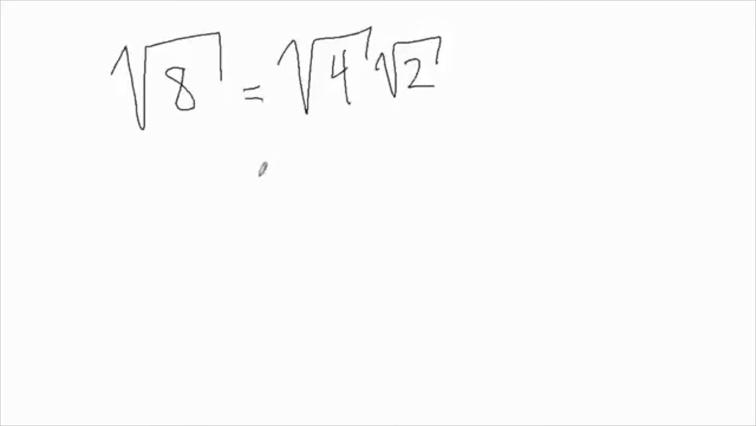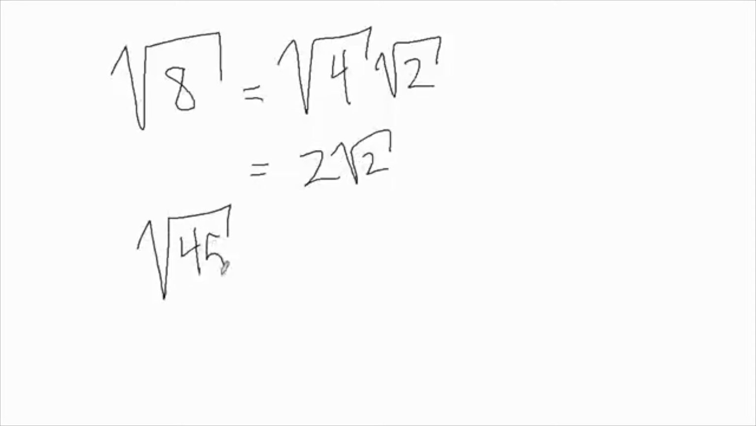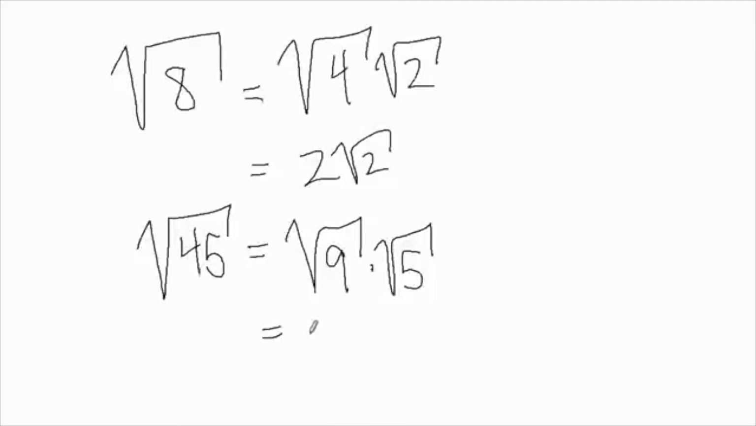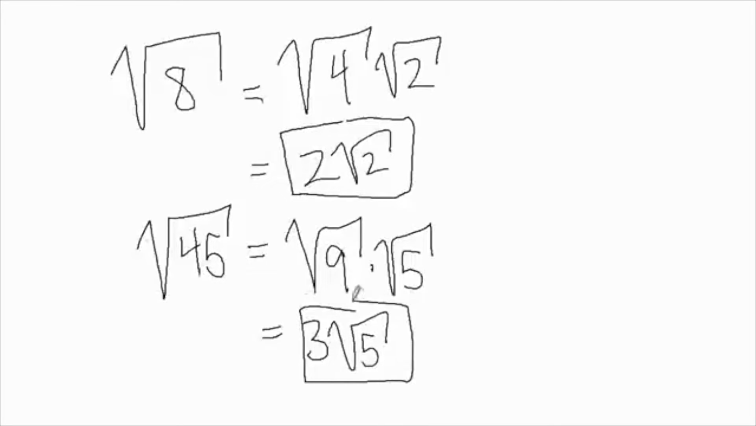So suppose you had the square root of 8. You could write that as the square root of 4 times the square root of 2. And that would help you to see that the square root of 8 is equal to 2 root 2. Here's another example. If you had the square root of 45, you could write that as the square root of 9 times the square root of 5. And that might help you to see that the square root of 45 is equal to 3 times the square root of 5. So you may want to do that sometimes.